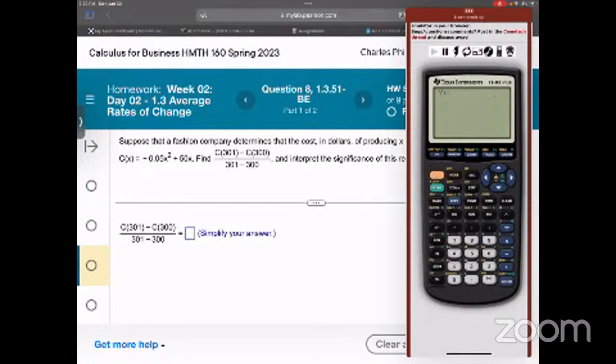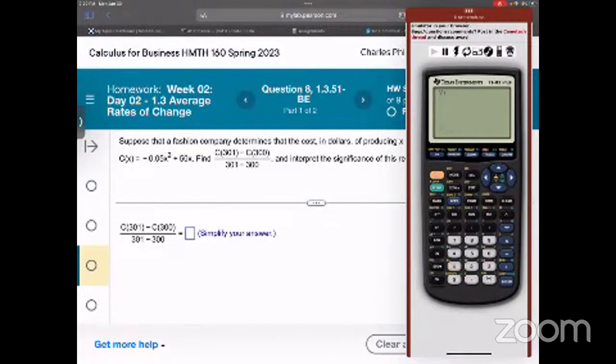To the left of the clear button is a button that says VARS. I'm going to click on that. It stands for variables. I'm going to go to the right to Y variables, click on number 1 for function and number 1 again to call in that function that I just typed in. I'm going to do an open parentheses.